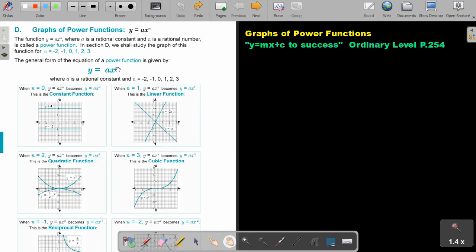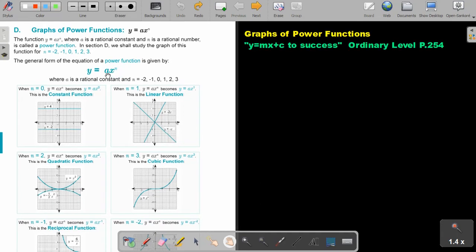If n is 0, anything to the power of 0 is 1. So then it will just be y equals, say, 4. So the x will disappear and it will just be a straight line and it will cut only the y-axis. When n is 1, then it's going to be a straight line, and because there's not a value of c, or the value of c is 0, it goes through the origin.